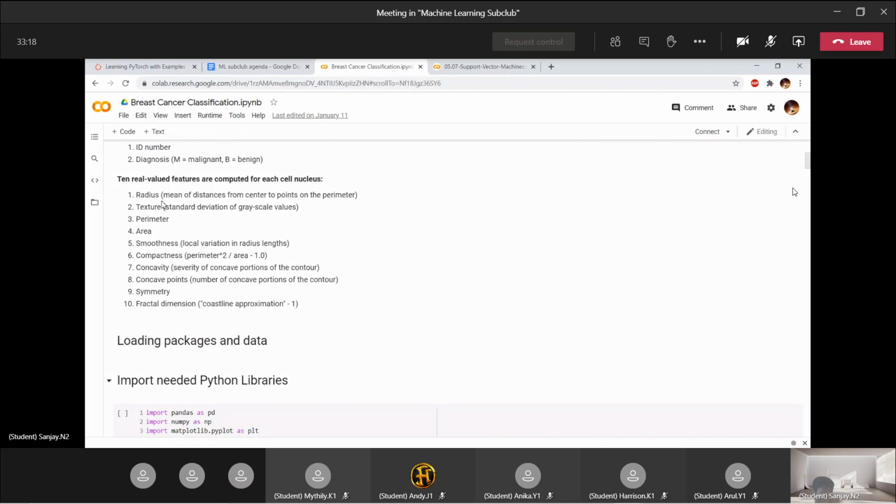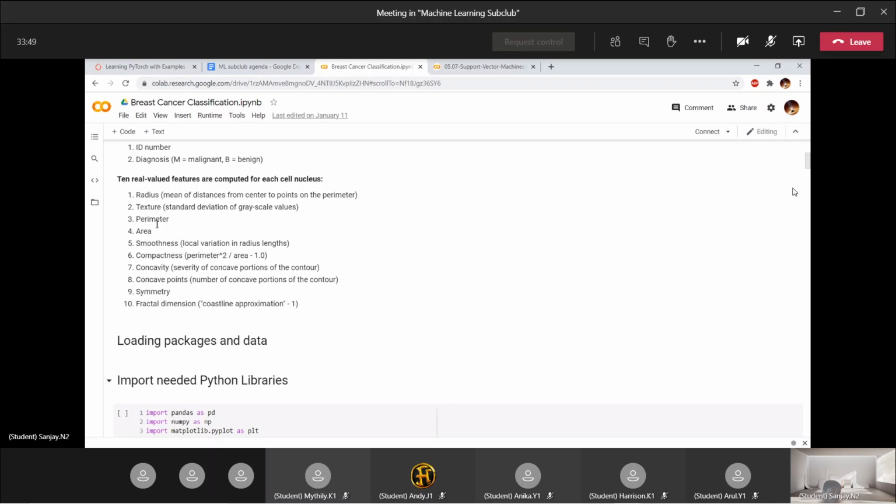So the radius is defined as the mean of the distances from the center to the points on the perimeter of the tumor. The texture is the standard deviation of the grayscale values. So they basically took likely some sort of scan of the breast cancer. So maybe they just took a scan of that, and then they took the resulting image, normalized it, and then took the standard deviation of those grayscale values in that image.